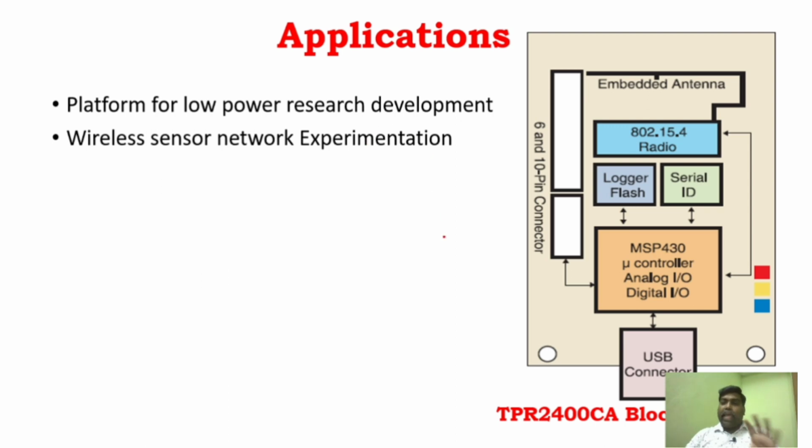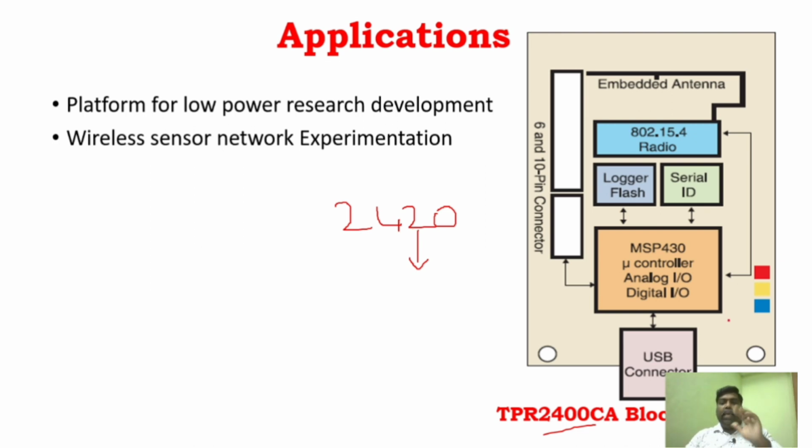This is the block diagram or architecture of the TelosB mote, where this is one particular version, which is TPR 2400, and there is another version, which is 2420. This particular version will have a sensor suite in it, where we are able to integrate different sensors. And here you don't have a sensor suite.